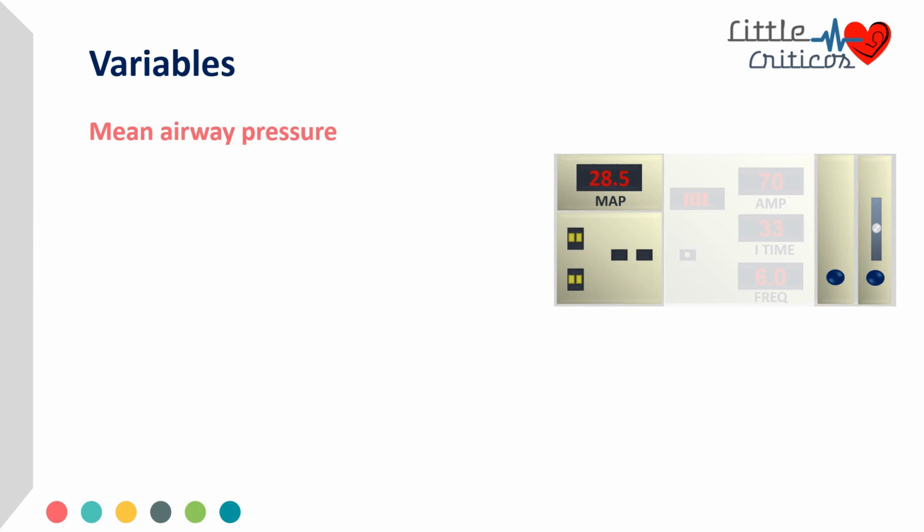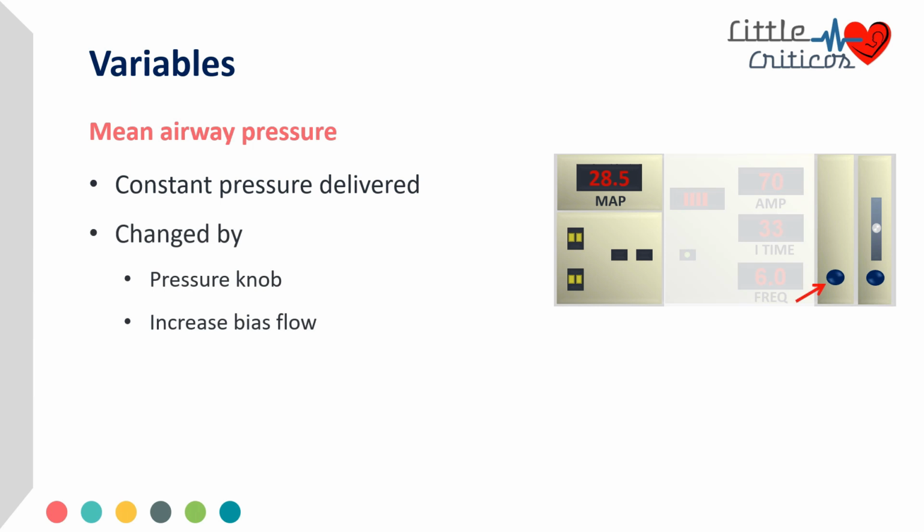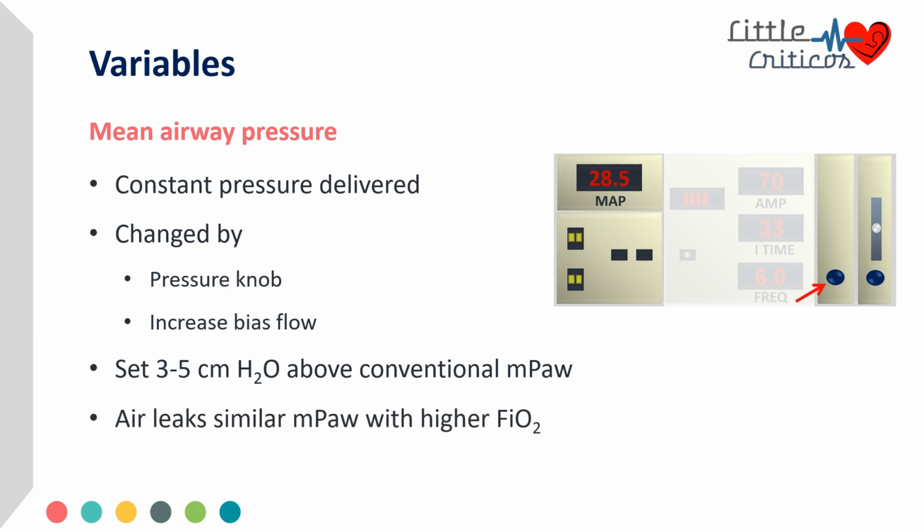Mean airway pressure denotes the constant pressure that is delivered in the circuit. It can be changed by adjusting the pressure knob or increasing the bias flow. It is usually set at 3 to 5 centimeters above the conventional mean airway pressure. In air leaks, we set a similar mean airway pressure with a higher FiO2 to avoid further air leaks.